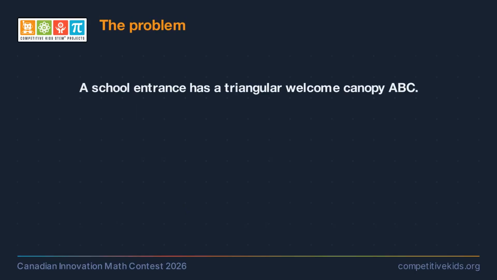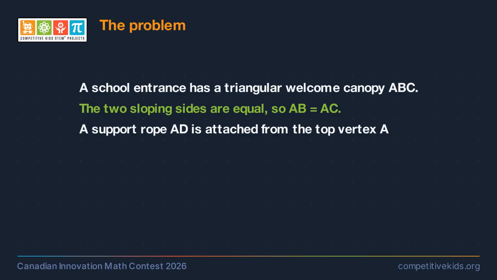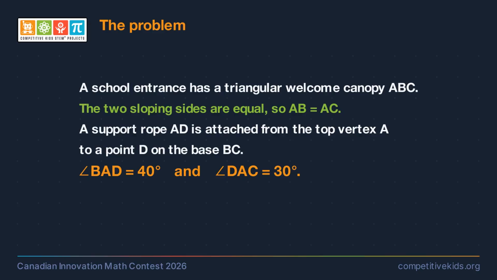A school entrance has a triangular welcome canopy, ABC. The two sloping sides are equal, so AB equals AC. A support rope, AD, is attached from the top vertex A to a point D on the base BC. Angle BAD is 40 degrees, and angle DAC is 30 degrees.